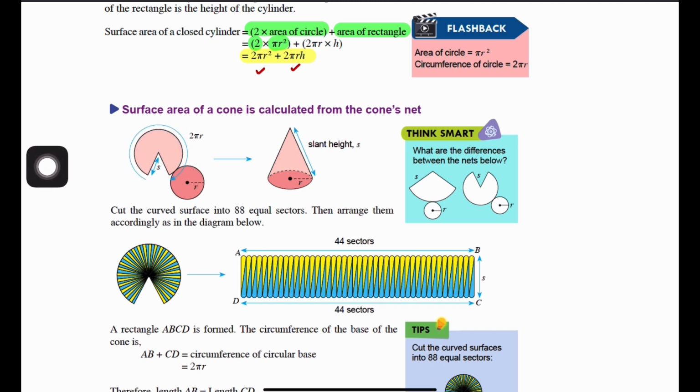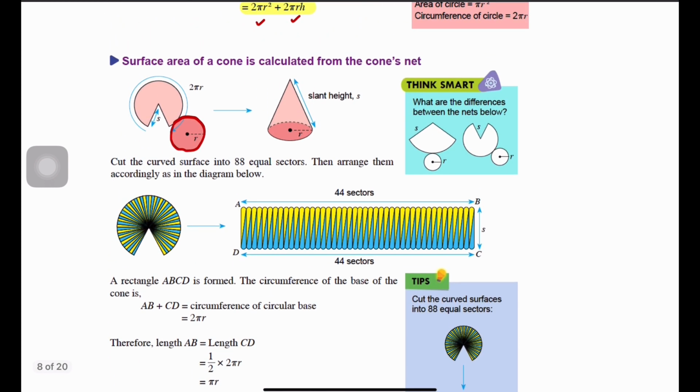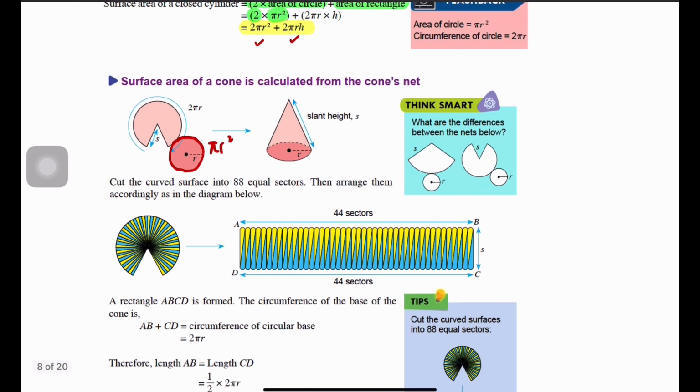Okay, sekarang tengok sini. Kita tahu tapak bulatan ini adalah bulatan, so kita akan ada melibatkan rumus bulatan. So pi r square nanti. Sekarang kita fokus dulu yang kawasan ini, kawasan yang macam pizza ni. Yang S ini, ingat itu bukan radius, S itu adalah slant height. Slant height S, kawasan yang senget pada kon itu.